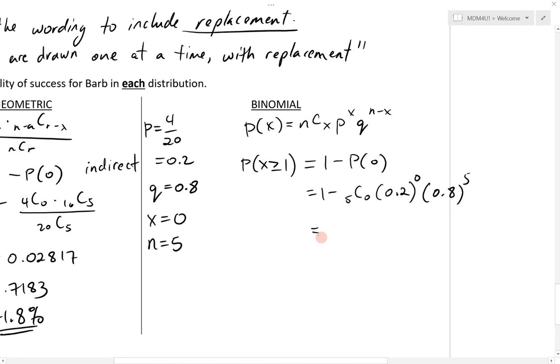Okay, and so that's going to be 1 minus 0.3277, and that's going to be 0.6723, or 67.2%.